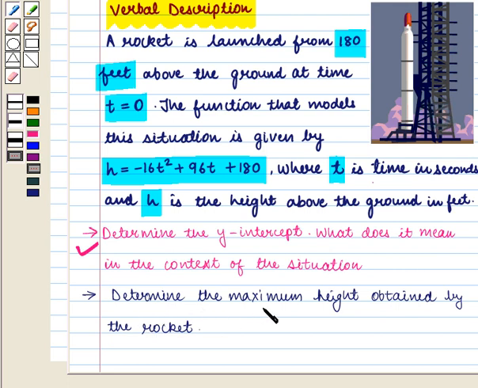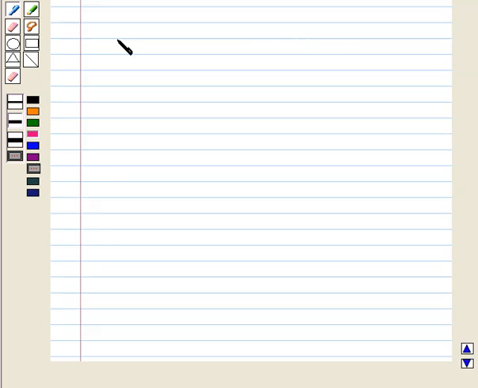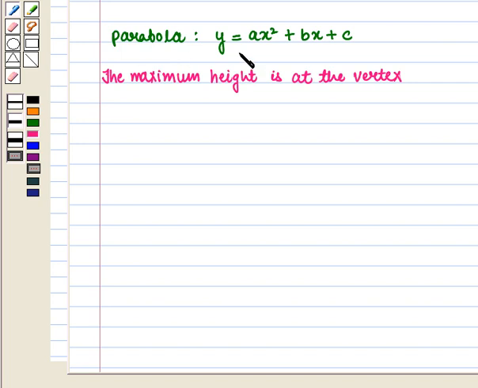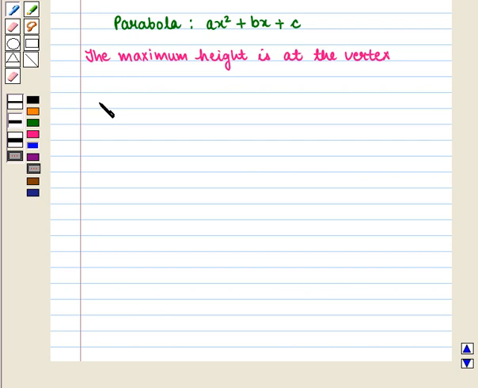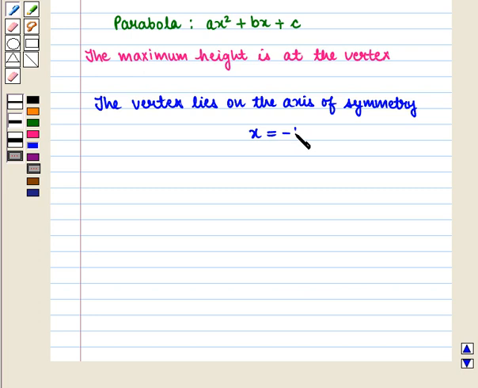Now we shall determine the maximum height obtained by the rocket. Now see that we are given a function h is equal to minus 16 t square plus 96 t plus 180, which is a parabola. We know that in a parabola, given by the equation y is equal to ax square plus bx plus c, the maximum height is at the vertex. Also, the vertex lies on the axis of symmetry given by the equation x is equal to minus b upon 2a.